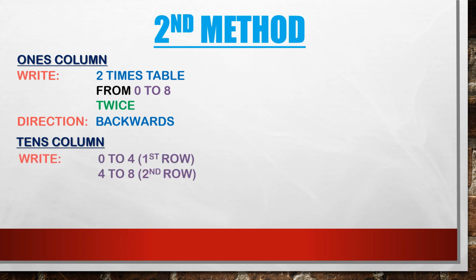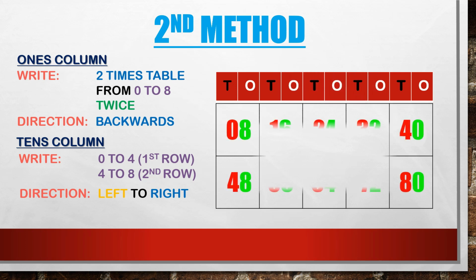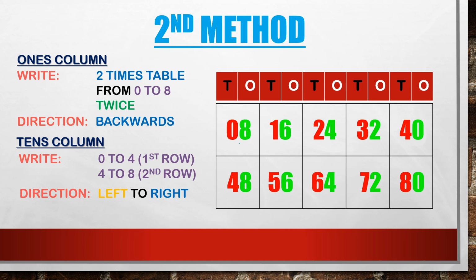Now, for the tens column, in the first row, you have to write from 0 till 4. And in the second row, we will write from 4 till 8. Hence, we'll be getting our 8 times table. Now let's see how it is done through this method.